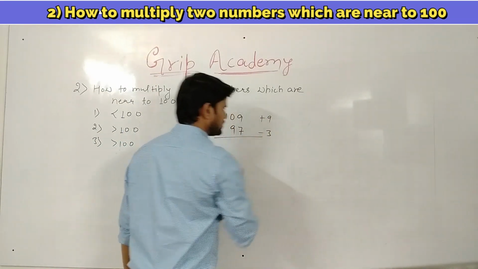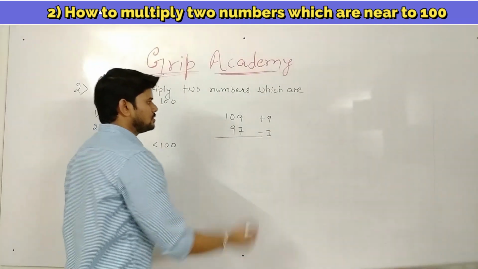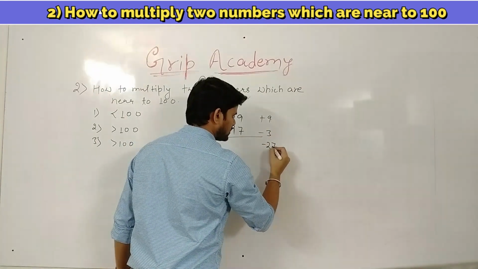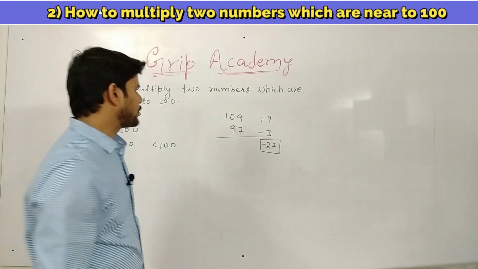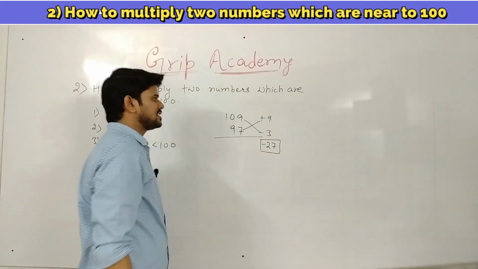So we'll write here minus 3. Okay, now multiply these two. So after multiplying, what are we getting? 9 into minus 3, minus 27. We are getting minus 27. Okay, now either you add these two or you add these two, you will get the same answer.